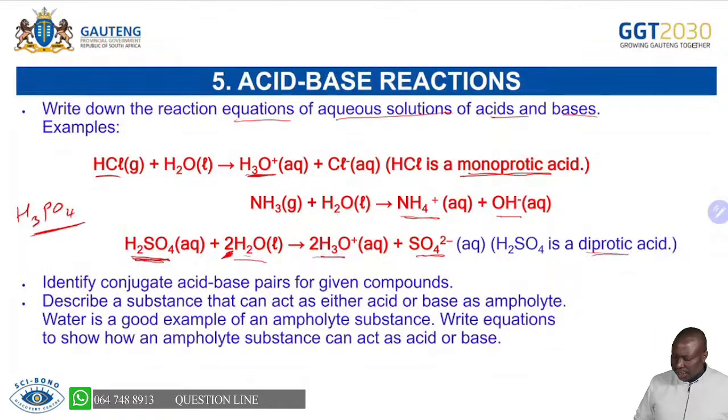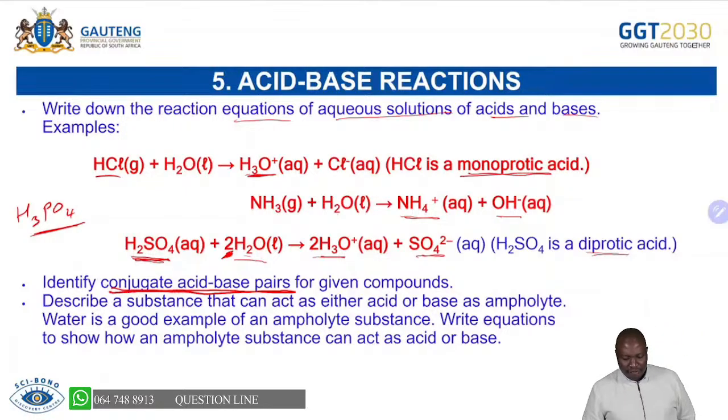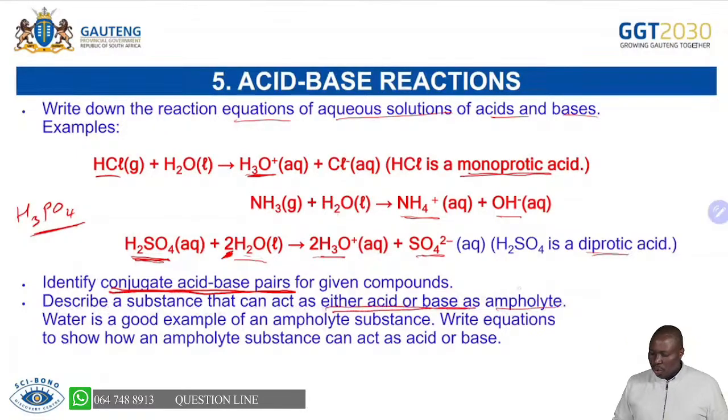Now, the expectation is that you must be able to identify conjugate acid-base pairs for given compounds. You must be able to describe a substance that can act as either an acid or a base. That is an ampholyte. So you must know an ampholyte. An ampholyte can act as an acid or a base in another reaction.